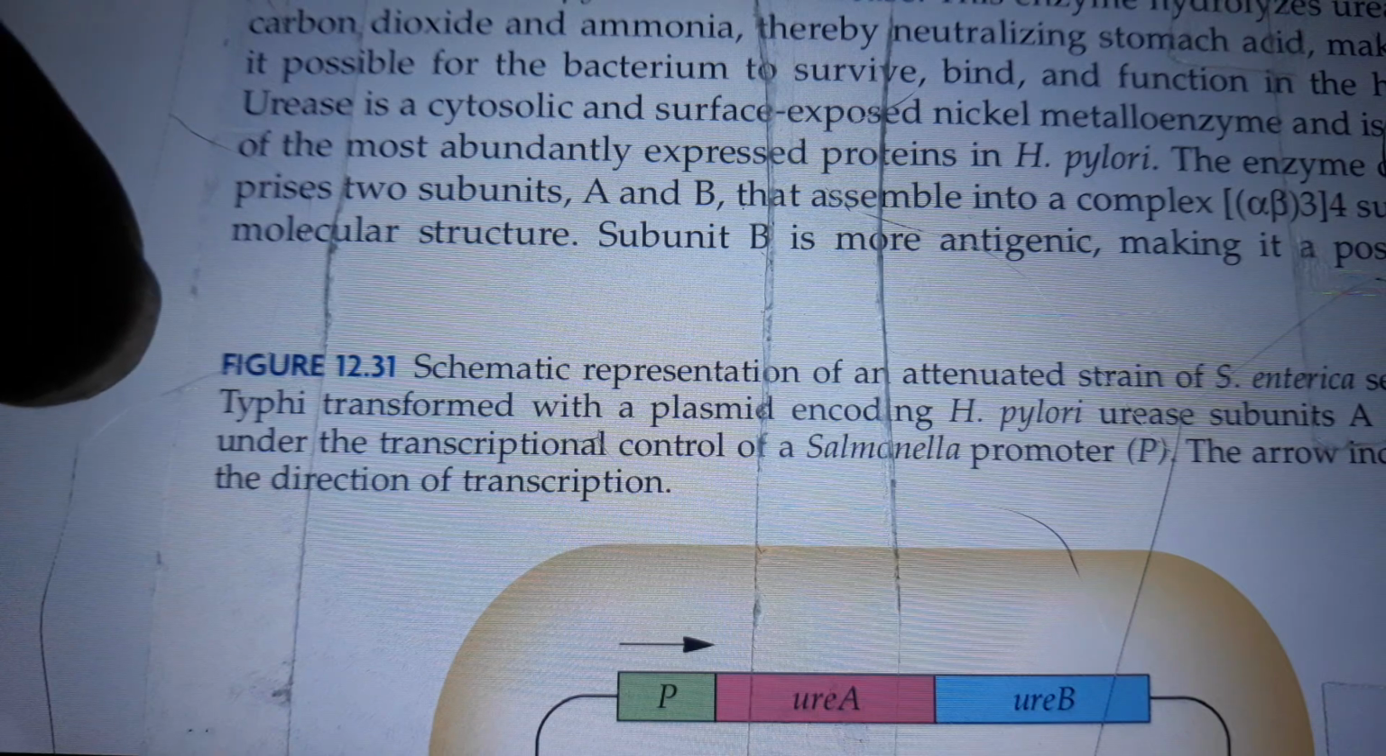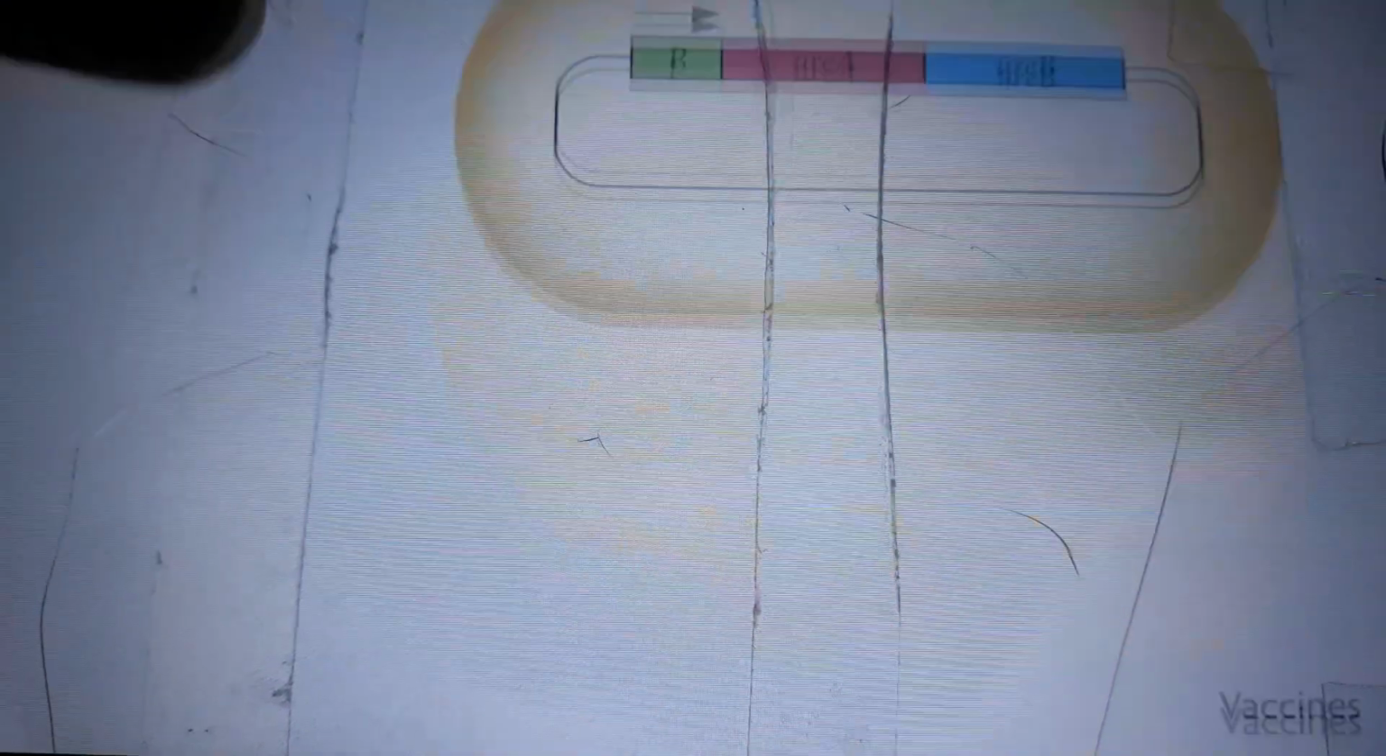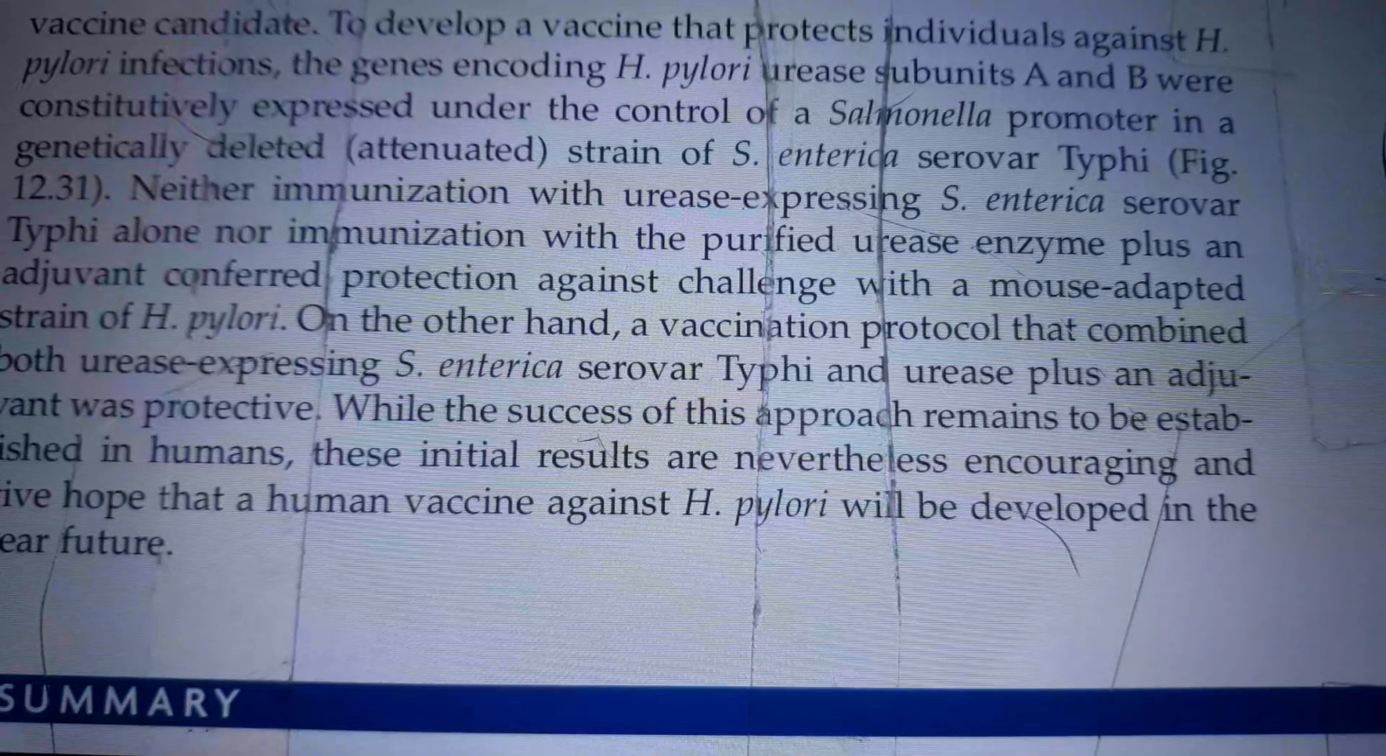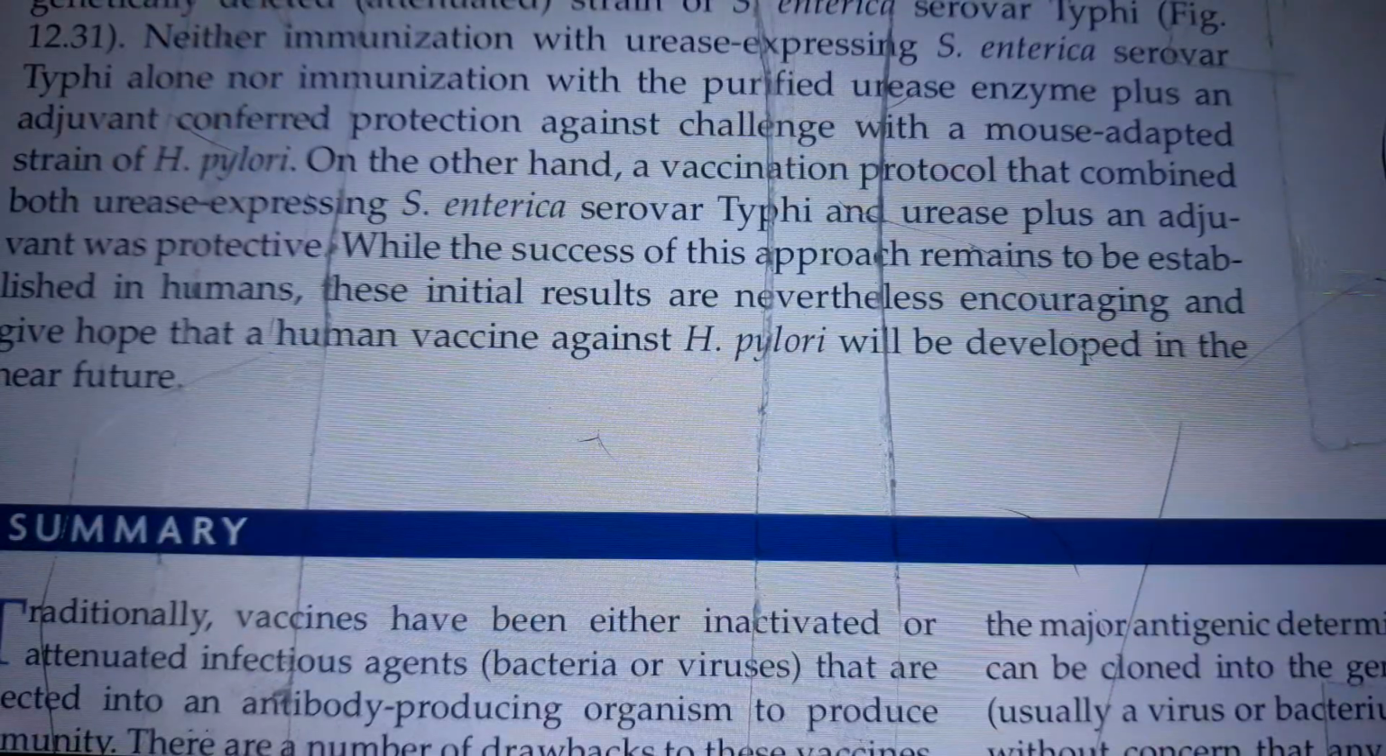Subunit B is more antigenic, making it possible to be a vaccine candidate. To develop a vaccine that protects individuals against H. pylori infections, the genes encoding H. pylori urease subunits A and B were constitutively expressed under the control of a Salmonella promoter in a genetically deleted, attenuated strain of S. enterica serovar Typhi.